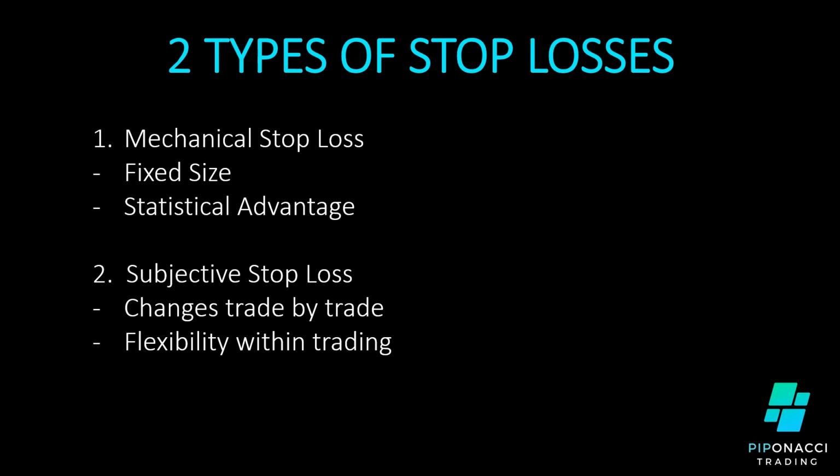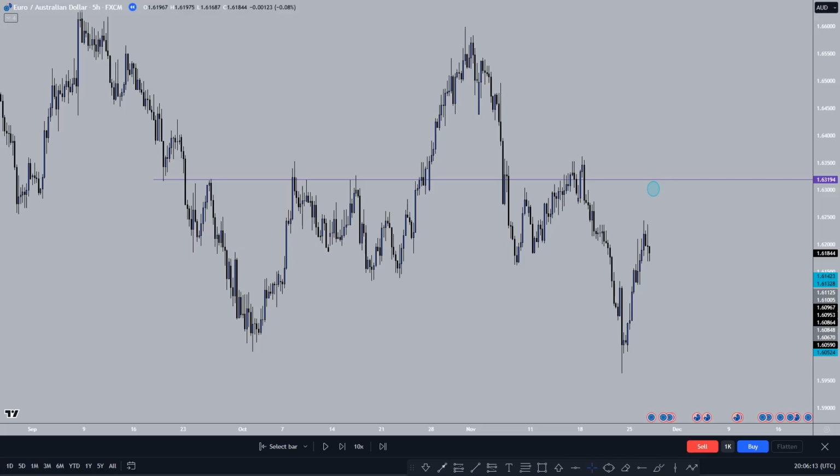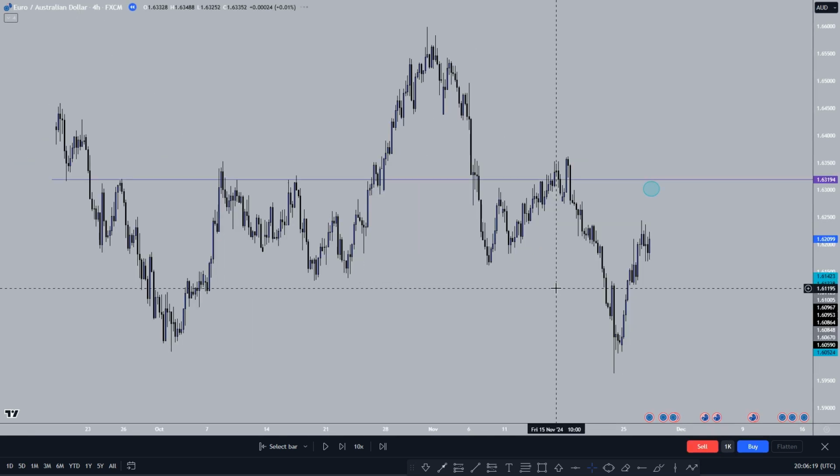So what I'm going to do now, I'm just going to go onto the charts and I'll break down a trade that I've taken with my fixed stop loss, and I'll also show how you could maybe use it in a subjective way. So I'm now on the charts. This is Euro Australian dollar. For some reason, it's on the 5-hour chart, not the 4-hour chart. But this is basically a trade that I took earlier on in the month.